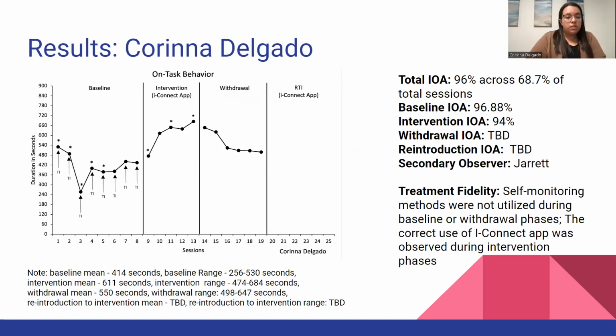So moving into results, I had a total IOA of 96% across 68.7% of my total sessions. My secondary observer was Jarrett. I had a baseline mean of 414 seconds of on-task behavior with a range of 256 to 530 seconds. My intervention mean was 611 seconds with an intervention range of 474 to 684 seconds. For my withdrawal phase, I had a mean of 550 seconds of on-task behavior with a withdrawal range of 498 to 647 seconds.